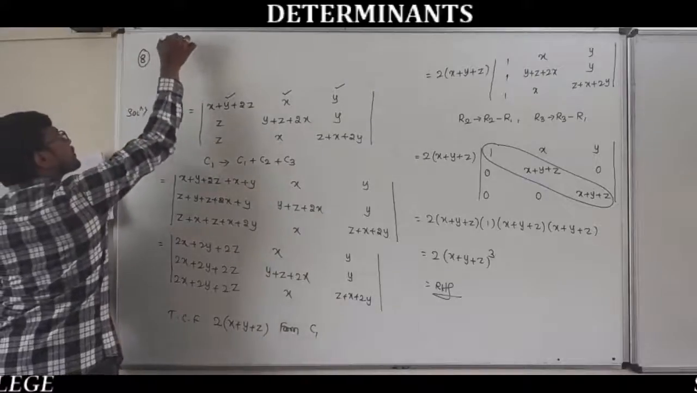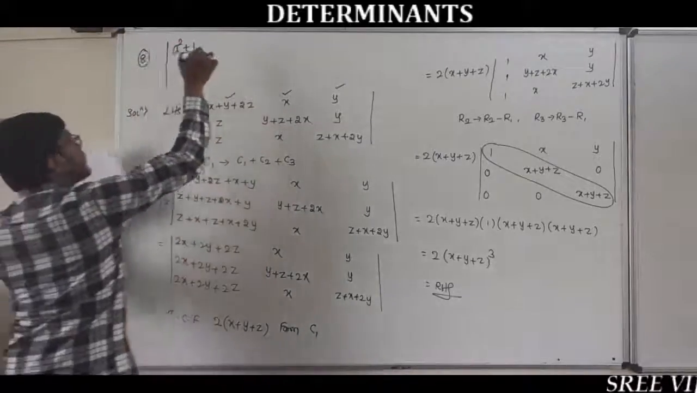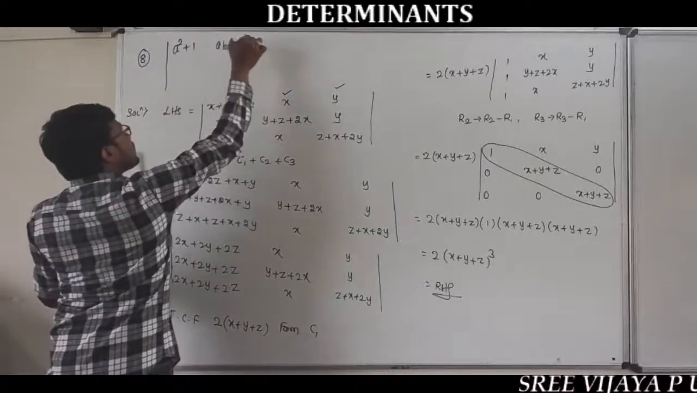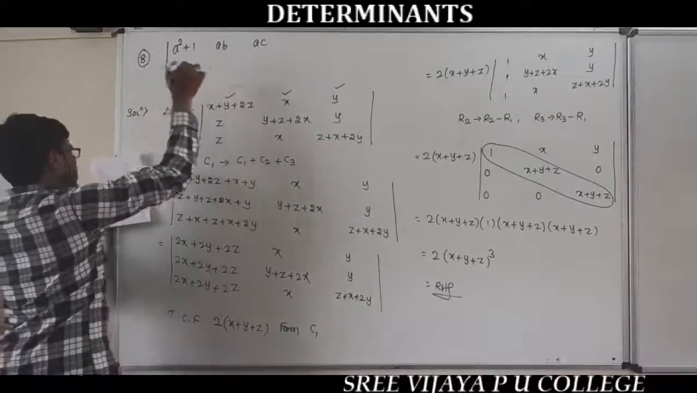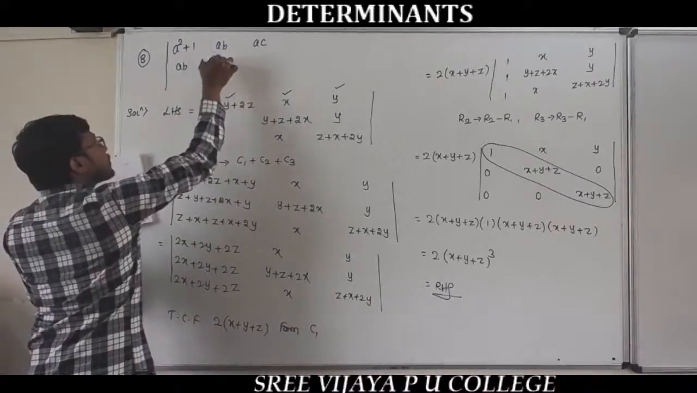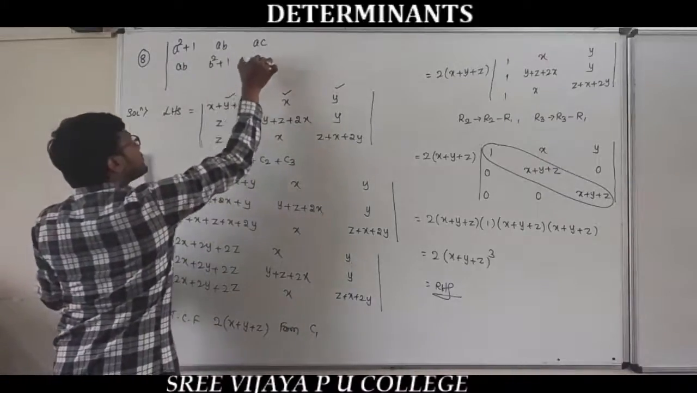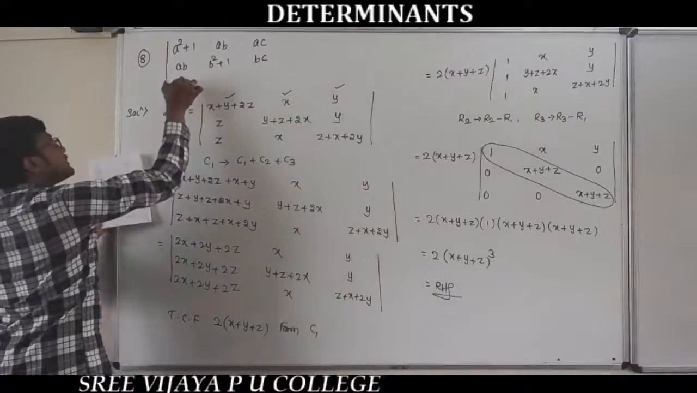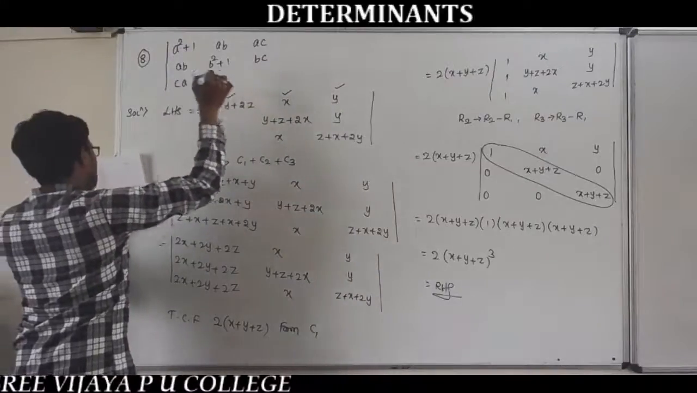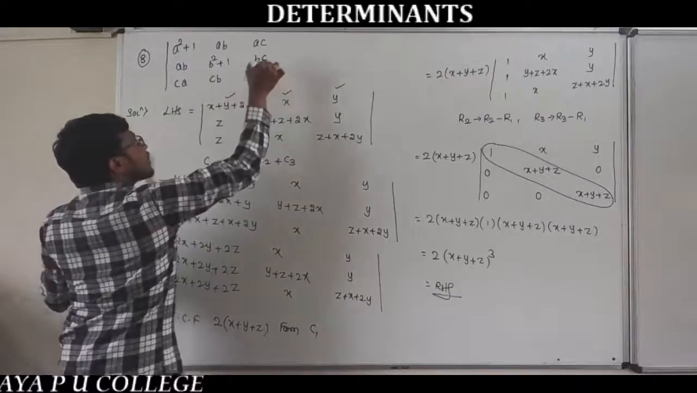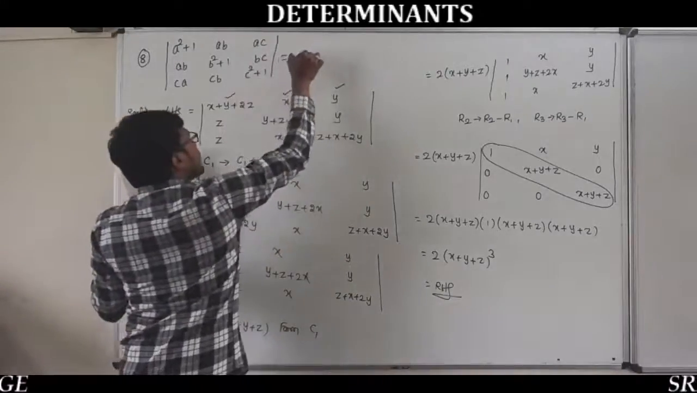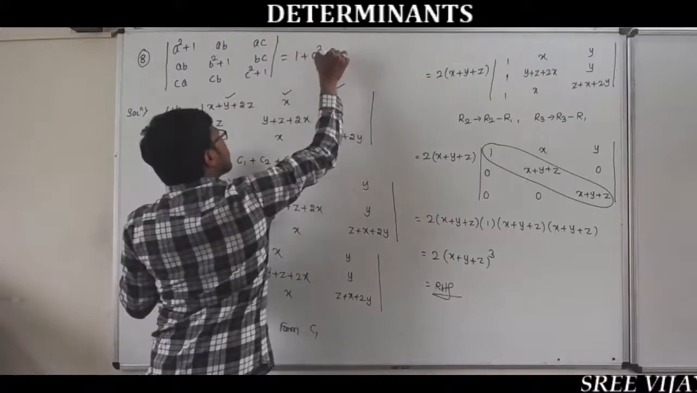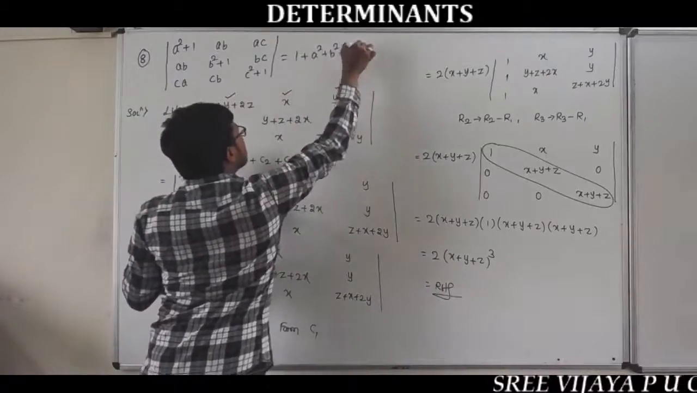Determinant of a square plus 1, AB, AC; AB, B square plus 1, BC; CA, CB, C square plus 1, will be equal to 1 plus A square plus B square plus C square.